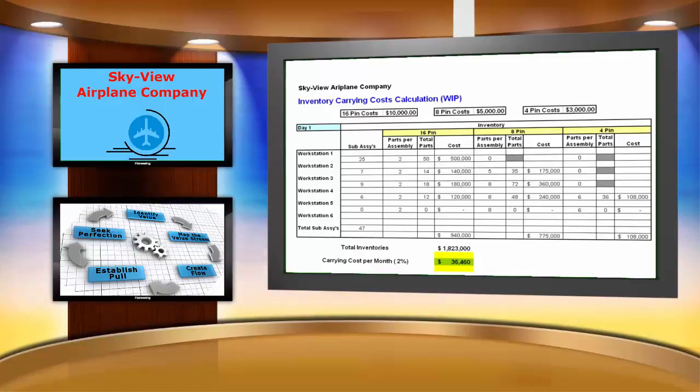It will be our goal to reduce the amount of physical inventory that sits between workstations in our plant. This, in turn, will bring our cost down. If you wish, study this table for a moment before moving on to the next section.